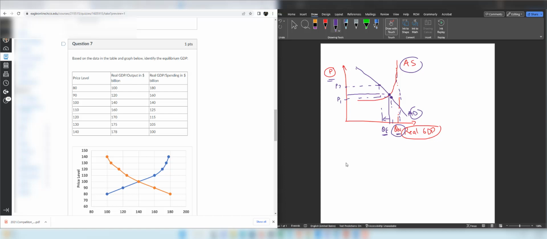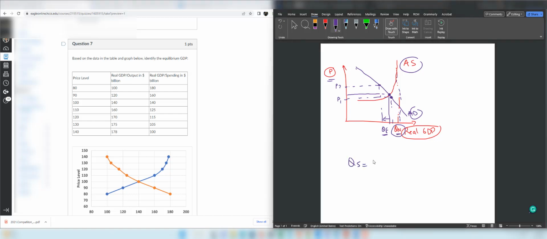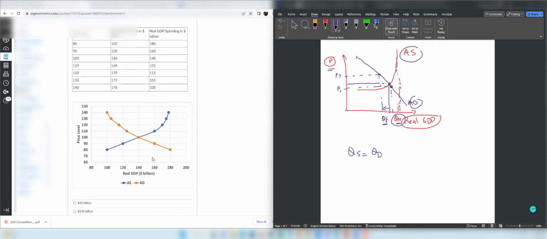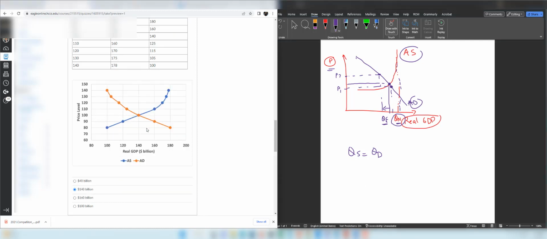Equilibrium GDP is where quantity supplied equals quantity demanded. That means total spending should equal total production, and that's only possible if two curves intersect. And here, $140 billion is the equilibrium GDP, and the equilibrium price is 100.